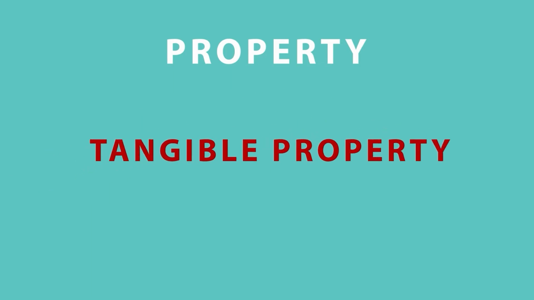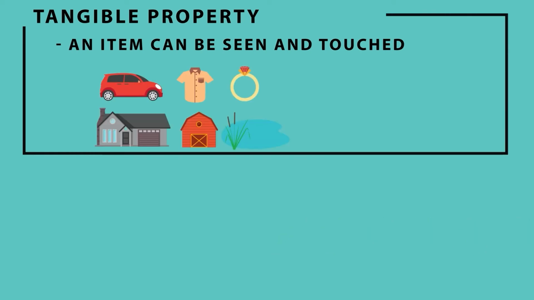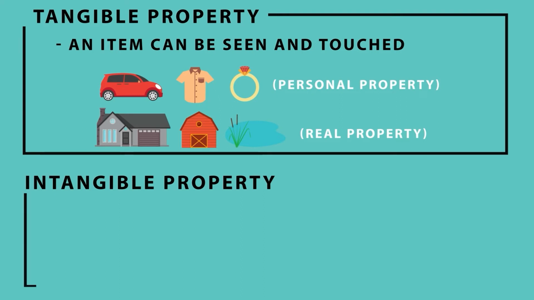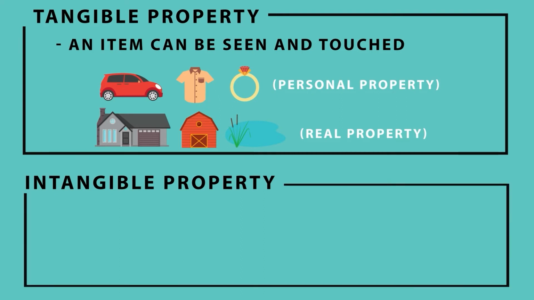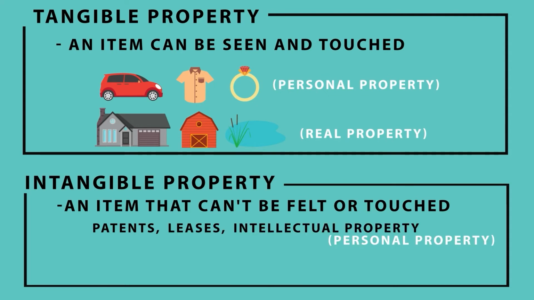Property can be divided into two categories, tangible and intangible. Tangible property is an item that can be seen and touched. Cars, clothing, and jewelry are all personal property. Houses, a storage shed with a cement foundation, and ponds are all real property. Intangible property is an item that can't be felt or touched. Things like patents, leases, and intellectual property are all personal property. An easement, which cannot be seen, is real property.